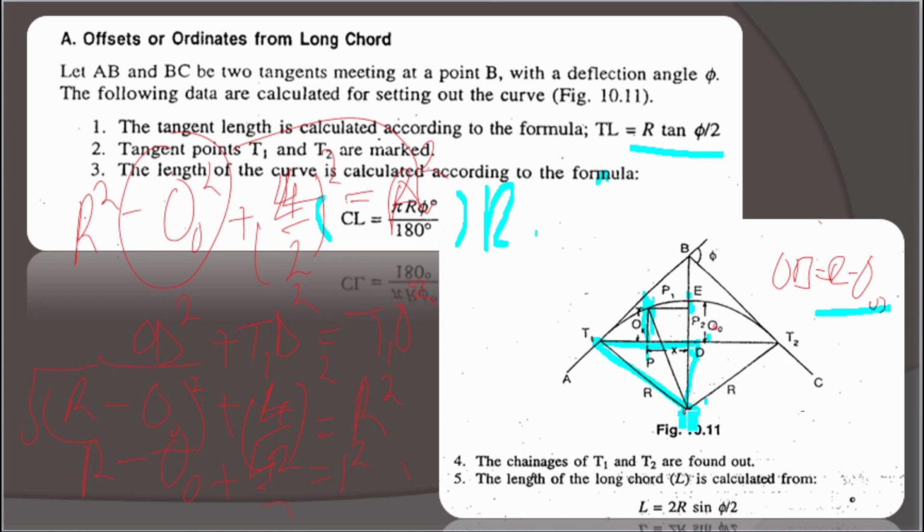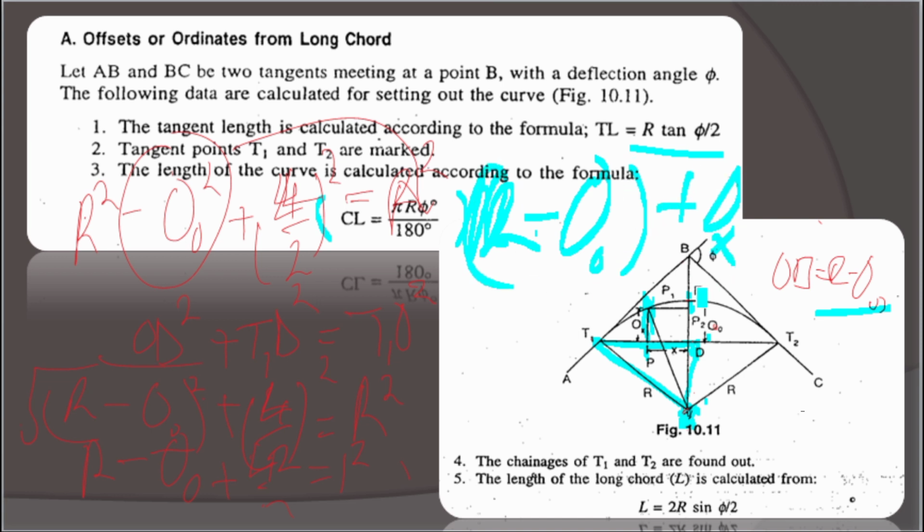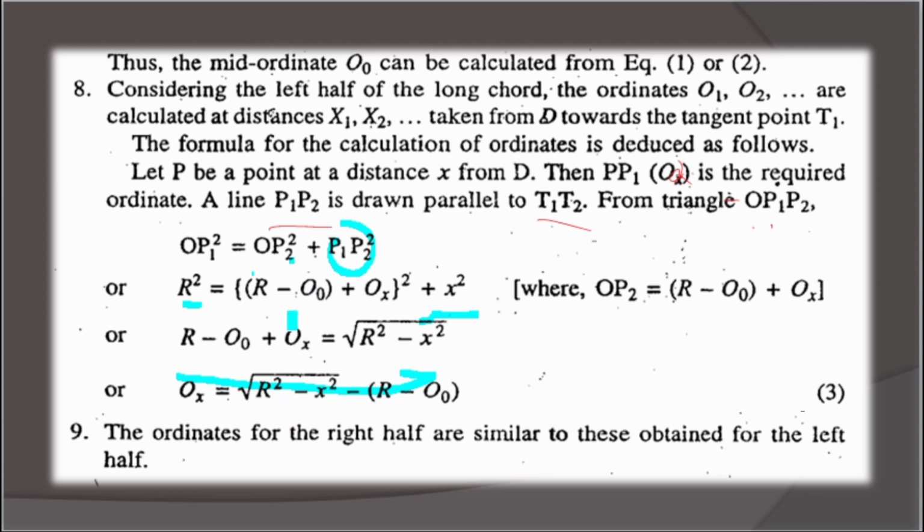That's the reason. So here the distance of O to P2 will be that distance of O to D plus the distance of D to P2, which is equal to this distance of T to P there, that is offset X. So we'll have our answer as R minus offset origin, then plus offset X, that is the distance from here, our origin, to where P is. That is what has been done here.